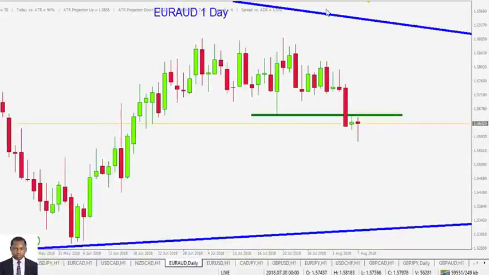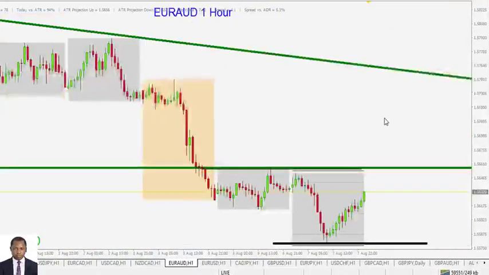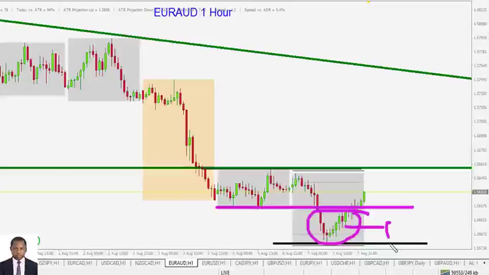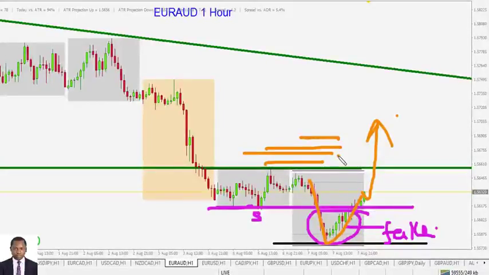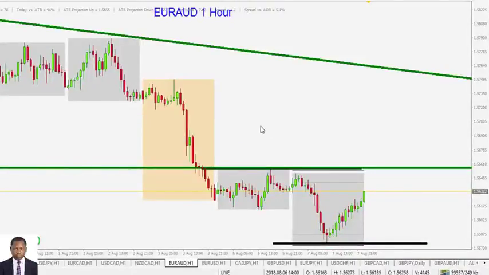In the 1 hour time frame, you can see that it is now a fake breakout of that support level. Price came as if it was going to push through to the downside, then immediately came back up. So you should expect some more upside, taking out the stop losses that were placed around these areas. All right, let's move on to the next pair very quickly.